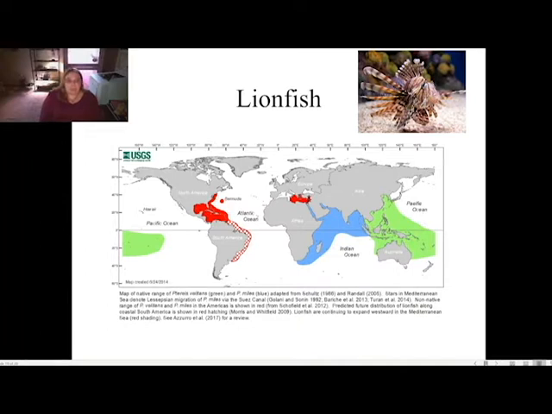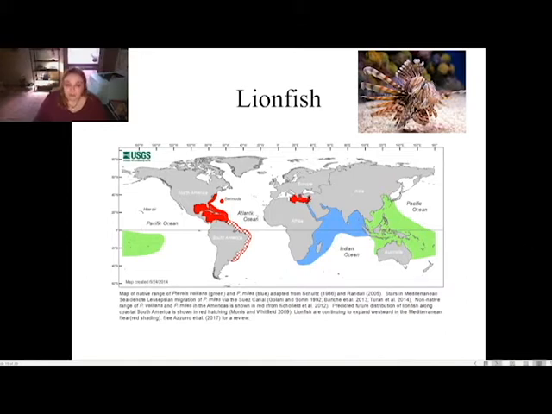In fact, it was found that a single lionfish located on a reef reduced the young juvenile reef fish populations by 79%. So it causes a lot of damage.